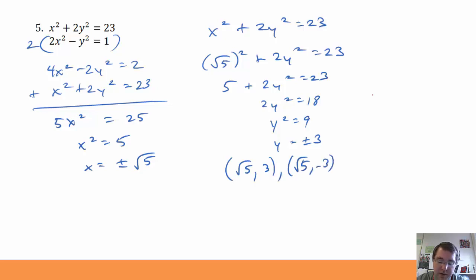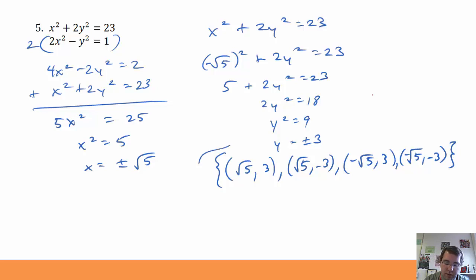But what if x is negative square root of 5? Well, notice nothing else will change, because when I square it, I'll still get positive 5, so I'll still get plus or minus 3. Okay? That leaves me with two more solutions. Negative square root of 5 also gives me a y value of 3, and negative square root of 5 gives me a y value of negative 3. So I've got 4 points of intersection. This is an ellipse and a hyperbola, and they're going to intersect in 4 different places. So I have 4 points of intersection.